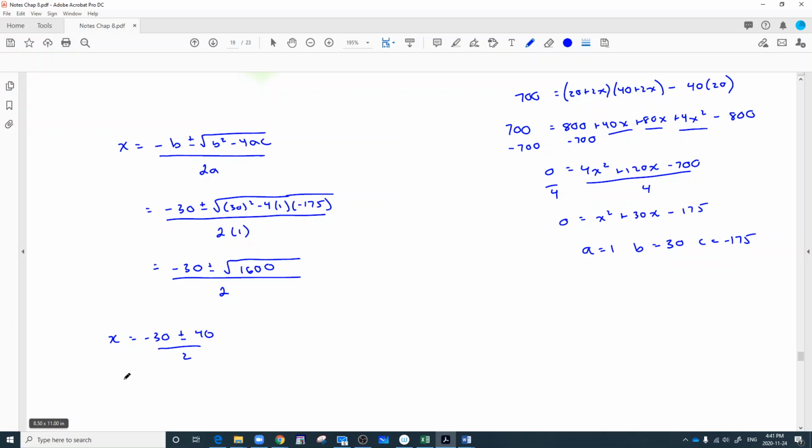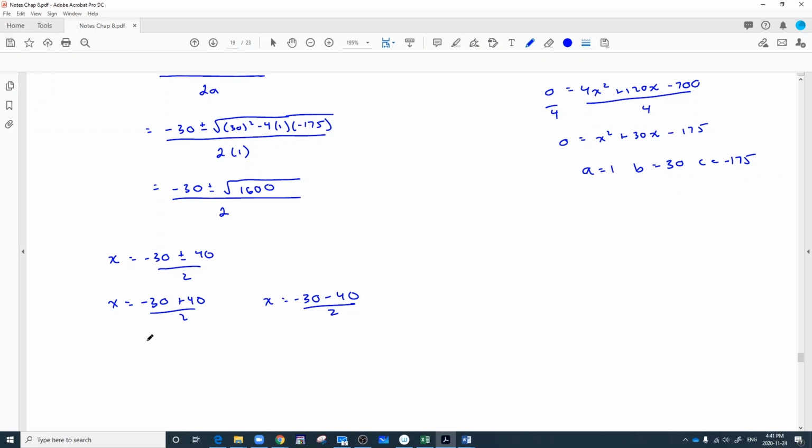So we've got two answers. x is equal to negative 30 plus 40, all divided by 2, and x is equal to negative 30 minus 40, all divided by 2. This one ends up with 10 divided by 2, which is 5. This one ends up with negative 70 divided by 2, which is negative 35. Okay, so these are my two solutions.